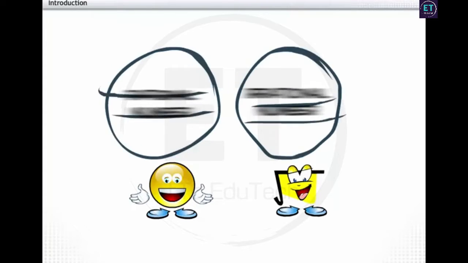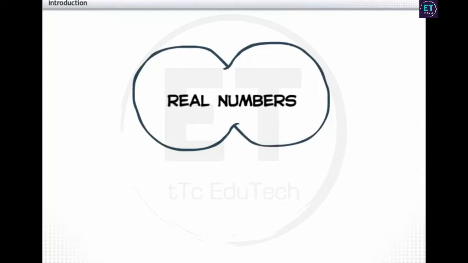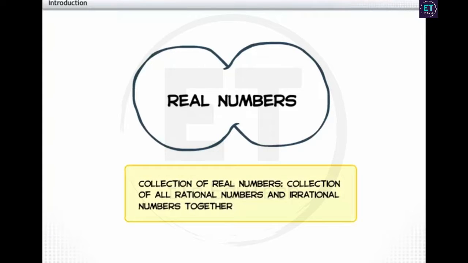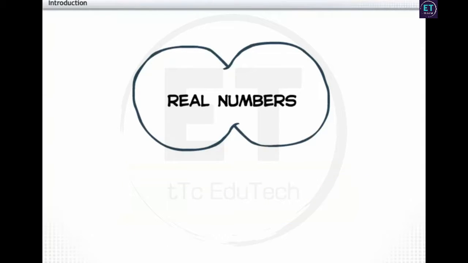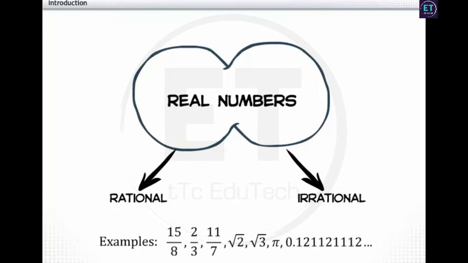The collection of all rational numbers and irrational numbers together is called the collection of real numbers. It is represented by the capital letter R. A real number is either rational or irrational. Here are examples of real numbers.